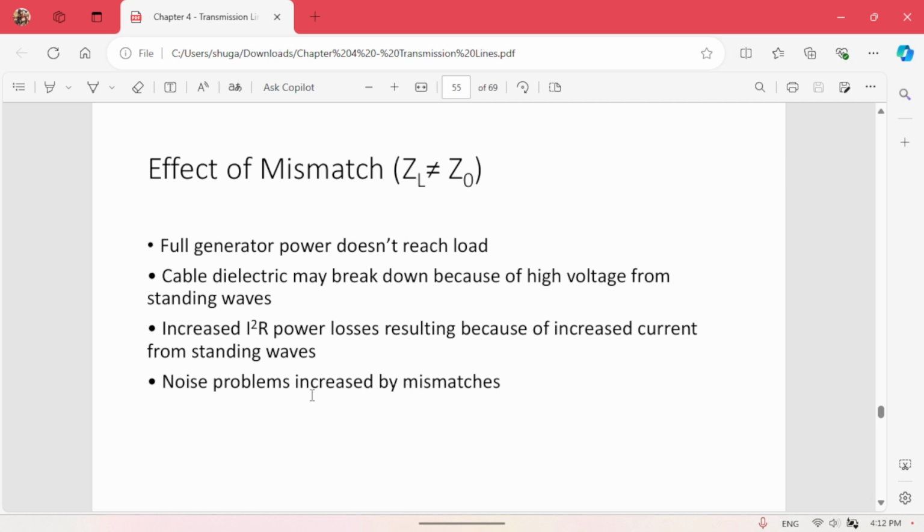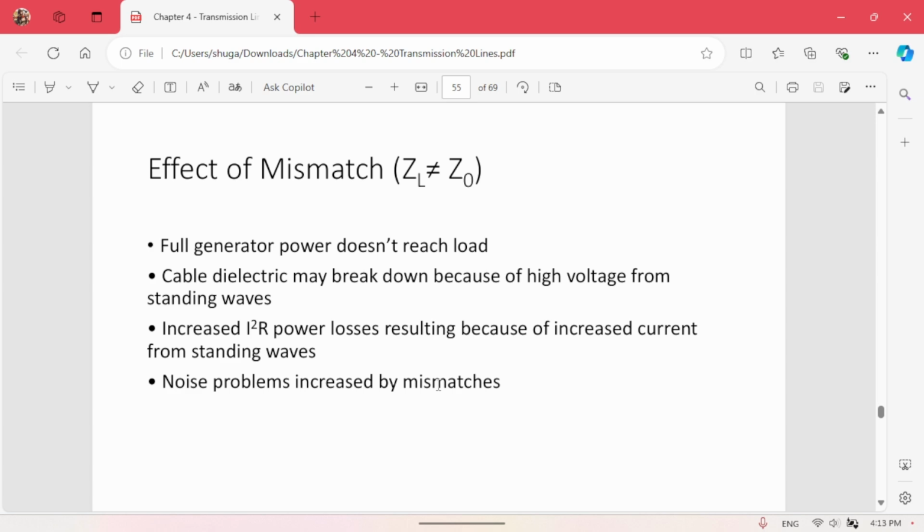Alright, effect of a mismatch where Z load is not equal to Z naught. The full generator power does not reach the load, and the cable dielectric may break down because of the high voltage from the standing wave. Increased current squared times resistance, power loss resulting because of the increased current from the standing wave, and noise problems increased by mismatch.